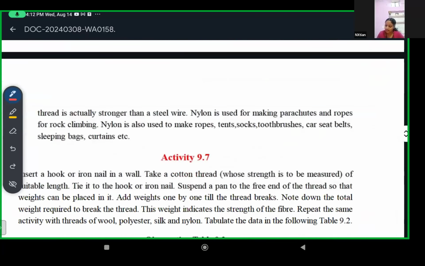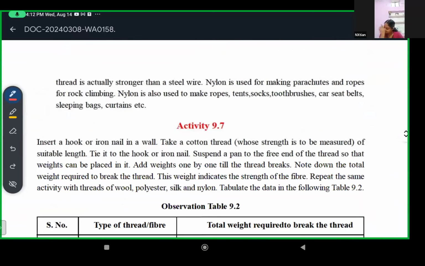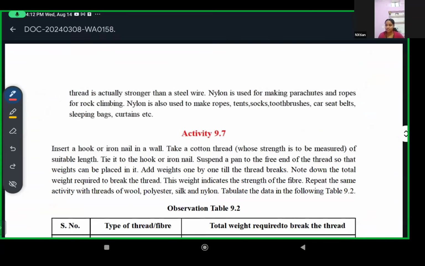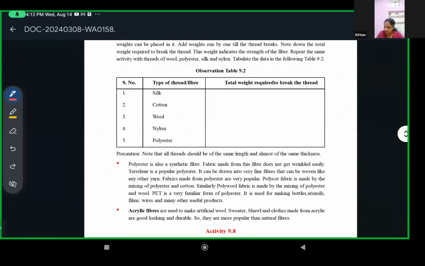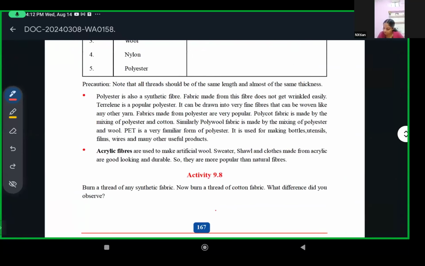A nylon thread is actually stronger than a steel wire. Nylon is used for making parachutes and ropes for rock climbing. Nylon is also used to make ropes, tents, socks, toothbrushes, car seat belts, sleeping bags, curtains, etc. Okay, these are the things which are made up of nylon fiber. Okay, then you have an activity you can see.